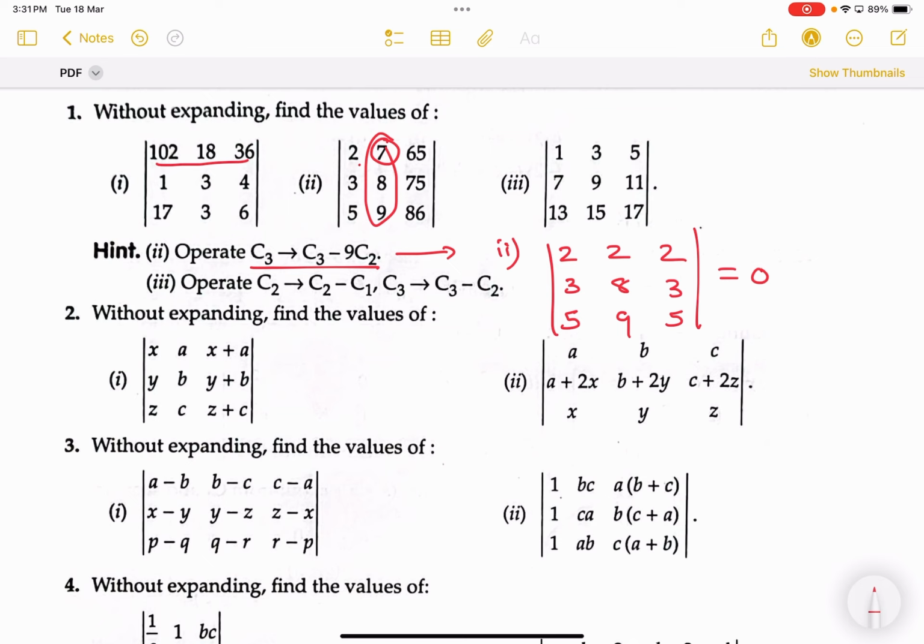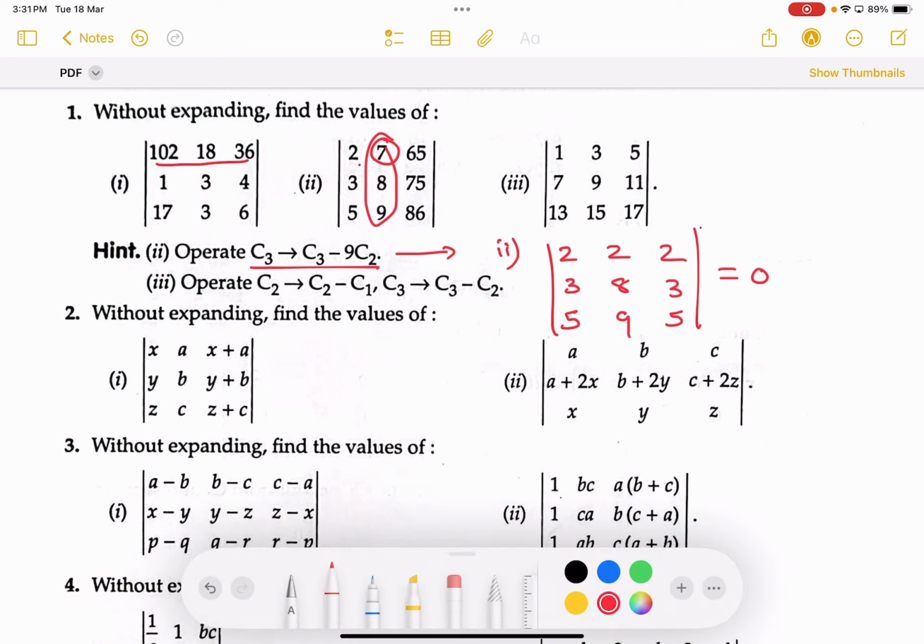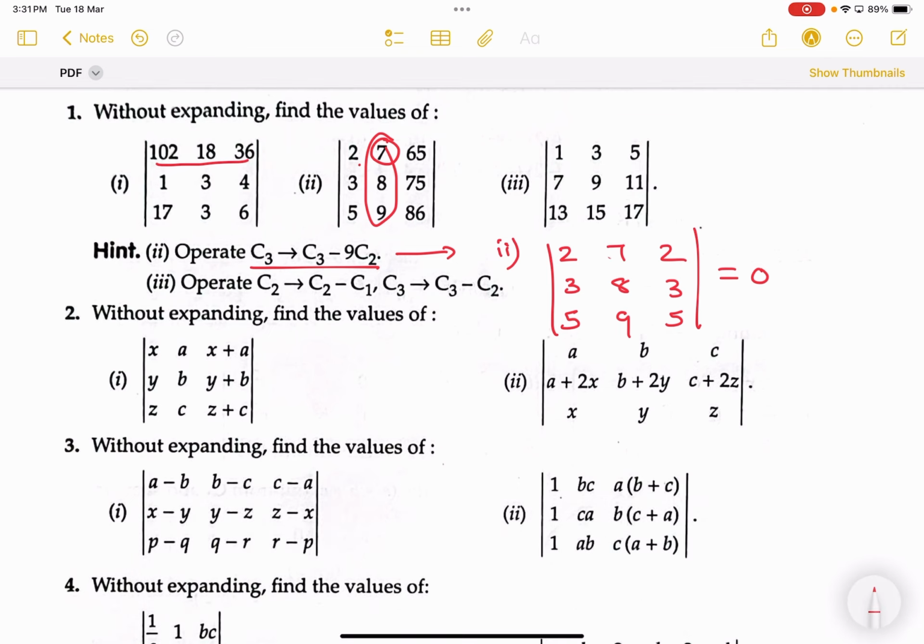2, 2, 2. Should it be 272? This is your column 3. That is column 3. This is actually 65 minus 9 times of 7. Then 75 minus 9 times of 8. Then 86 minus 9 times of 9. This is the answer of the C3. Clear? Understood?